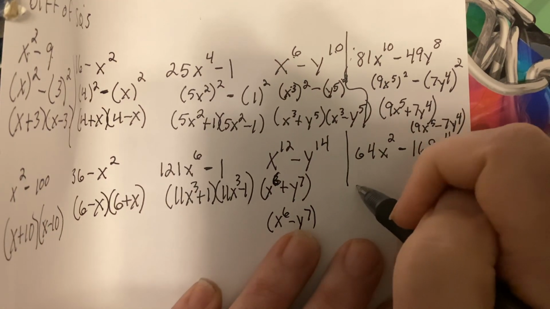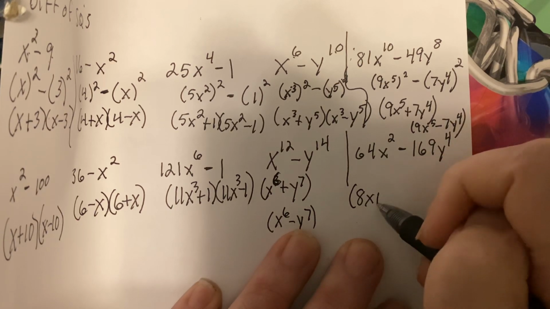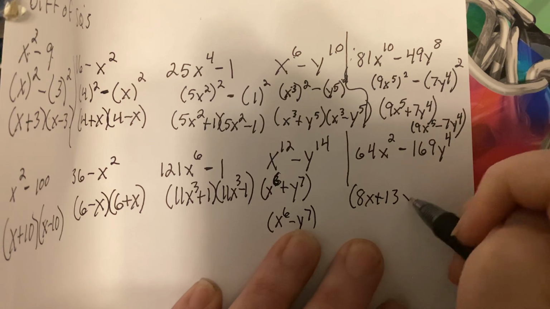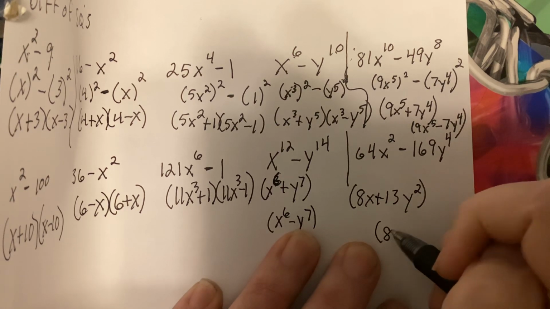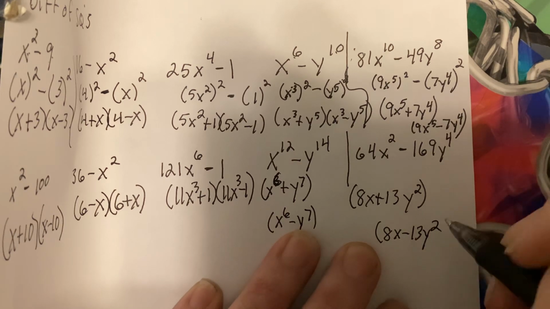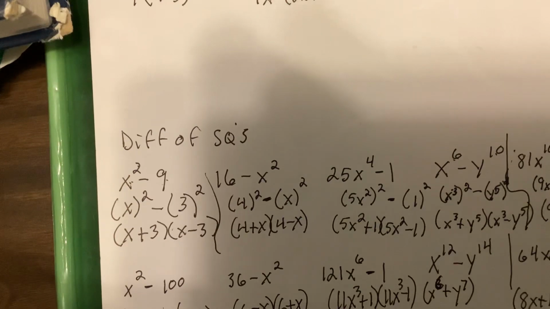This one, holy cheese, 8x plus 13y squared, 8x minus 13y squared. Okay, so I just kind of wanted to review some of this.